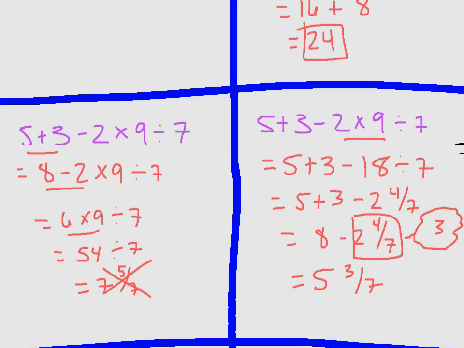Right? Okay? Now you can do that with any mixed numbers. Just round up to the next biggest number and then subtract or add, whatever you got to do, and then deal with the fraction next. Okay? So that would be my answer.